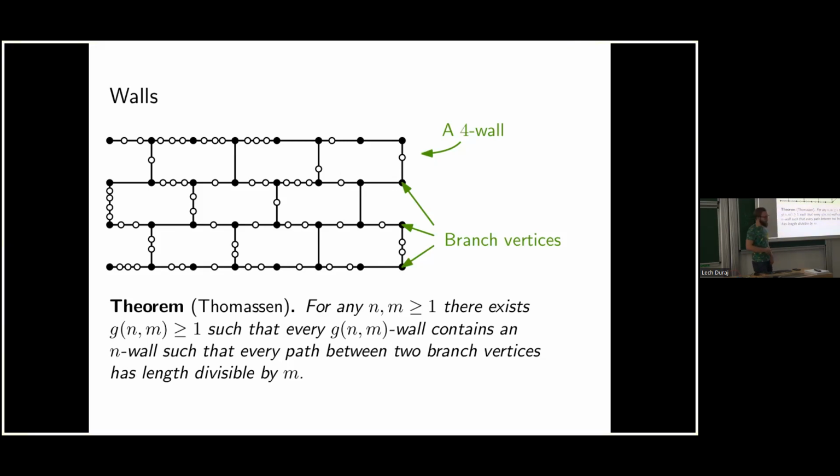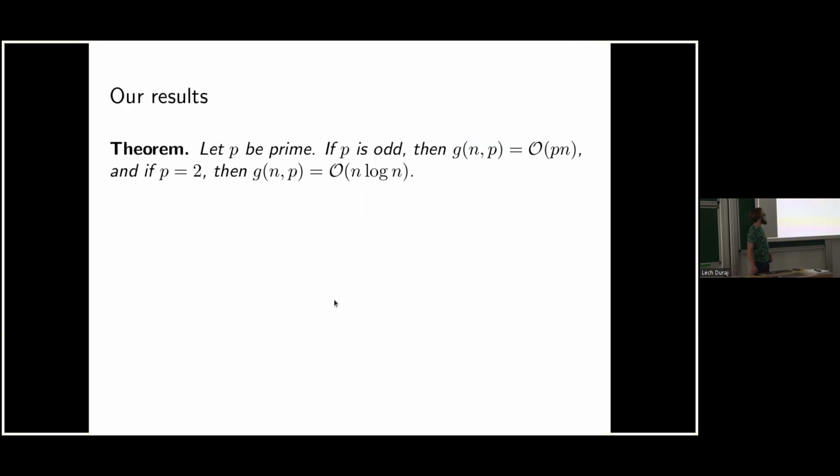So now we are ready to understand the work that I did with my co-authors. So we were considering this function g of n and m and see if we can somehow find a good bound for the optimal bound. Like we wanted to ask how large the original wall must be so that we can find the desired wall. And so here is the summary of our results. So we focus on the case where we are divisible by a prime number p.